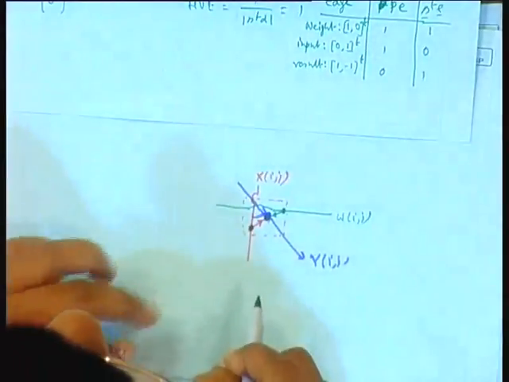Is that clear, or shall I consider an example? Is this clear? No? But as the example unfolds, you will understand it better. Now, in the choice of gamma, I tell you one thing.